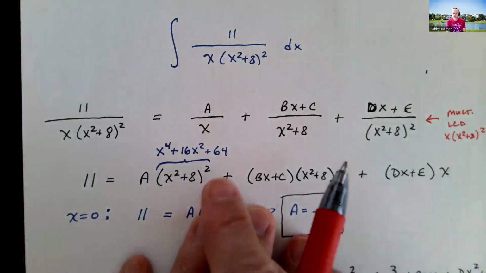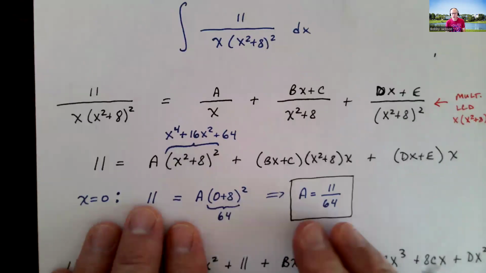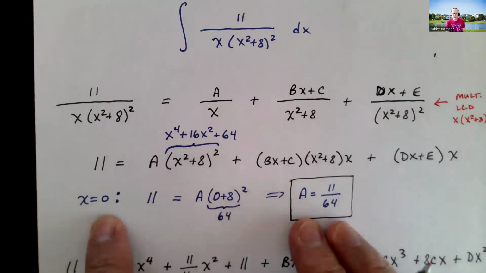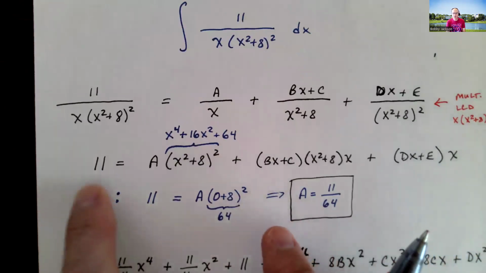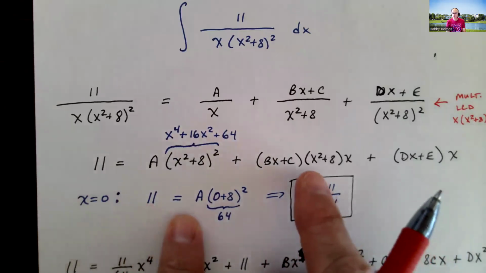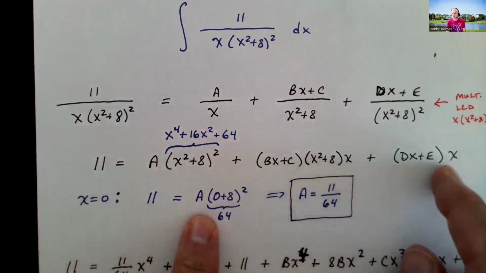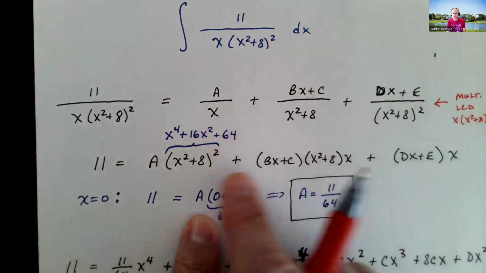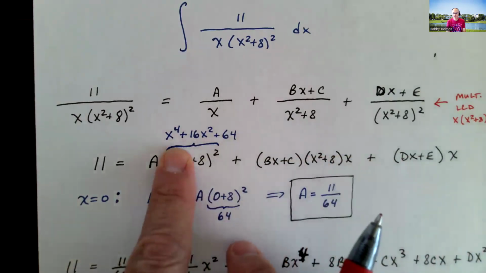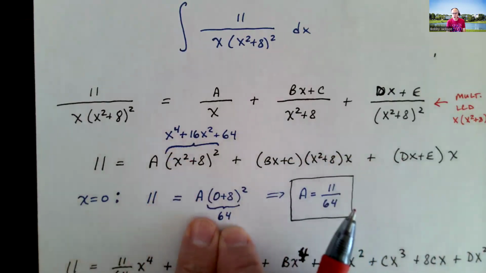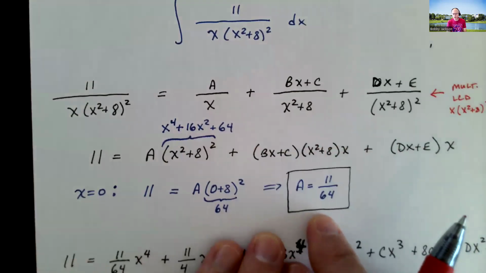We do have one shortcut, and that is if x is 0, we get the value of A. If I plug in x equals 0, of course, this is 11. Notice plugging in x as 0 here and here, these just go to 0. Plugging in 0 here, I get 8 squared, which is 64. So A is 11/64.